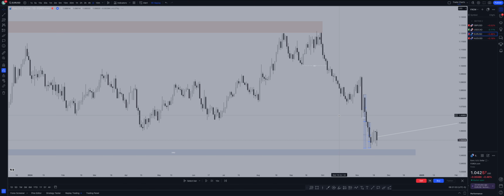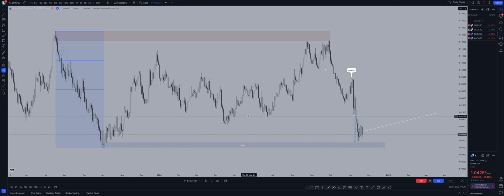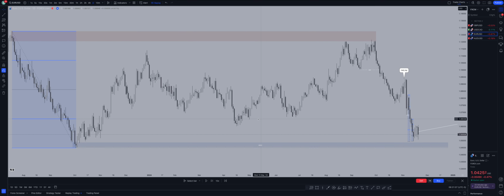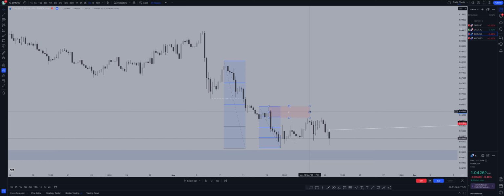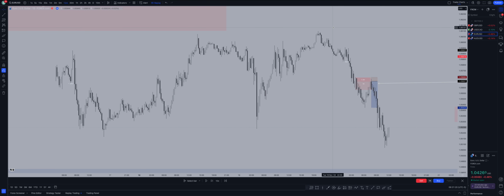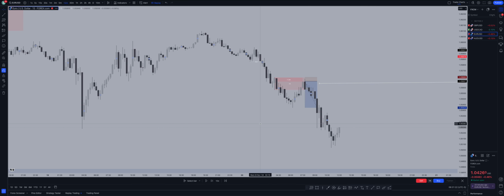EU. I actually took an L on EU. Now I'm going to show you guys exactly what I did wrong. Daily swing is bearish. Daily internal leg is also bearish. 4 hour, bearish. Price is retracing back up to mitigate this 4 hour zone before pushing back down. So let me show you the right way, and I'm going to show you the wrong way.